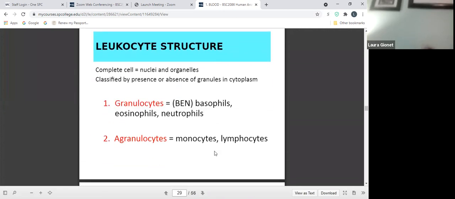So, leukocyte structure. We have a nucleus and different organelles, just like any other cell. They are classified as either granulocytes or agranulocytes. For the granulocytes, your mnemonic is going to be BEN: basophil, eosinophil, neutrophil. The agranulocytes are the monocytes and the lymphocytes.